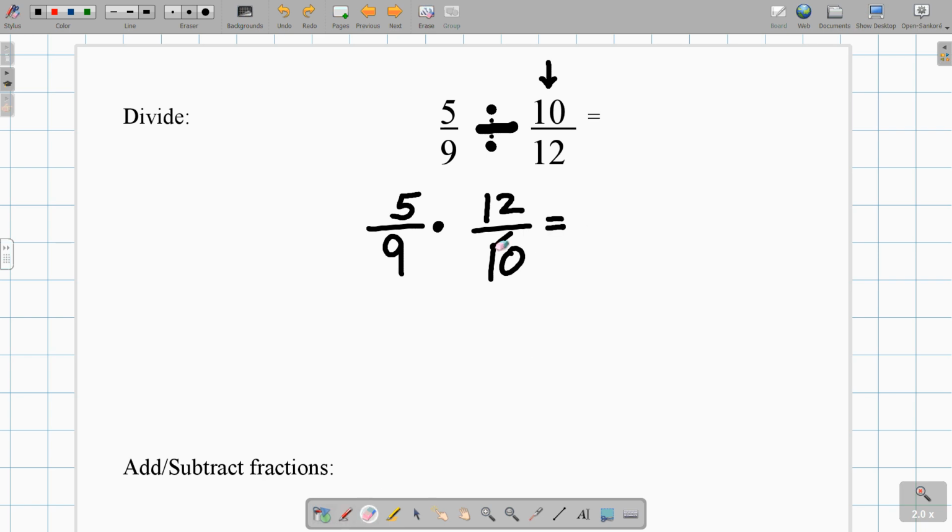And now that we're working on one side of the equal sign only, and we're multiplying, now you can start canceling. 5 goes into 10 twice. 3 goes in here 3 times. 3 goes in there 4 times. And you can even cancel one more. 2 goes into the 4 twice. Now we're going to go straight across. 1 times 2 is 2, straight across over 3.